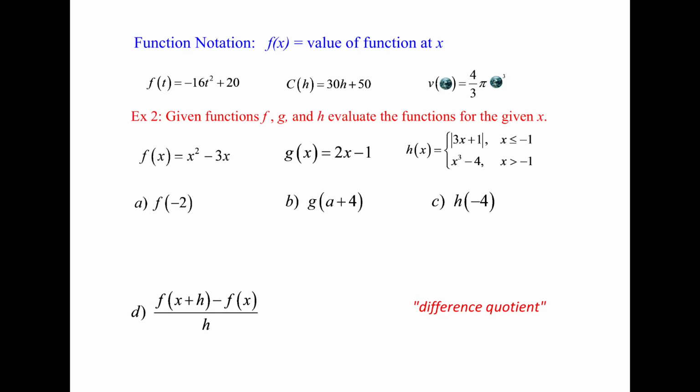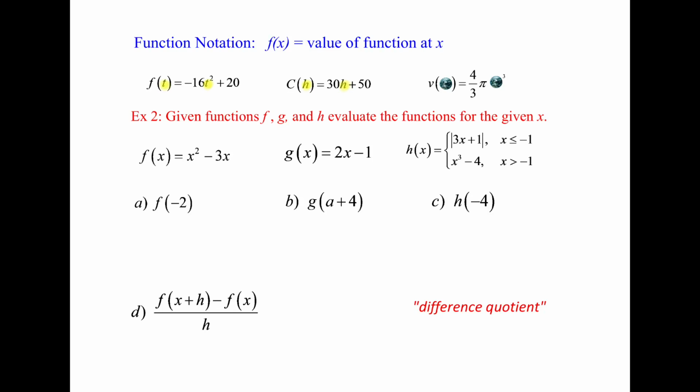The next part of functions we're going to look at is function notation. f of x equals the value of the function at x. We're going to look at this a couple different ways here. We have the independent variable, f of t equals negative 16 t squared plus 20. So the f represents the function, and then the t is your independent variable. C of h is equal to 30h plus 50.